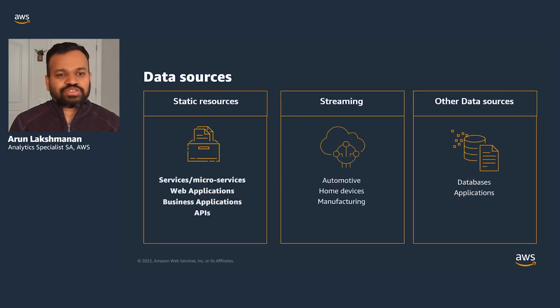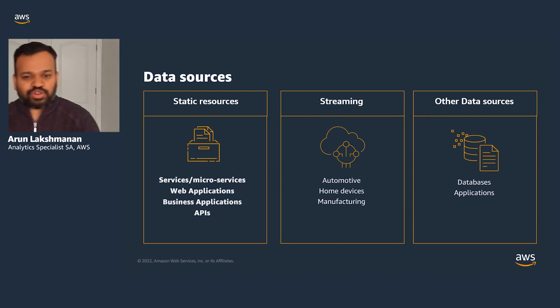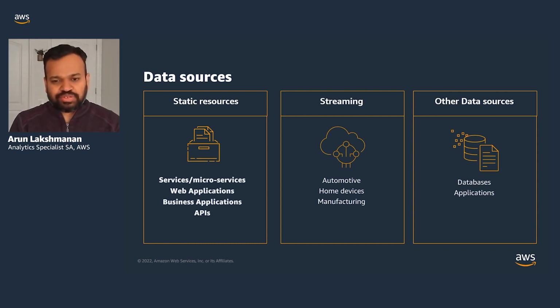The data sources can be of a variety of ranges, sizes and shapes, like static resources, such as your application data from your web application microservices or your business application databases. Or it can be coming from a stream, like your automotive or home devices or manufacturing pipeline. Or it can be simple application data that sits in databases.